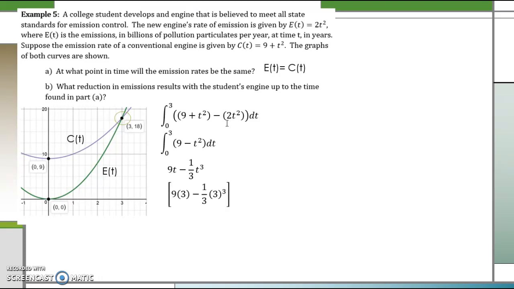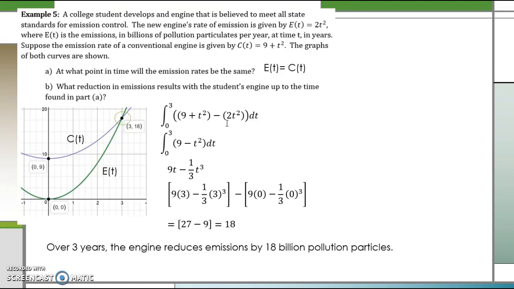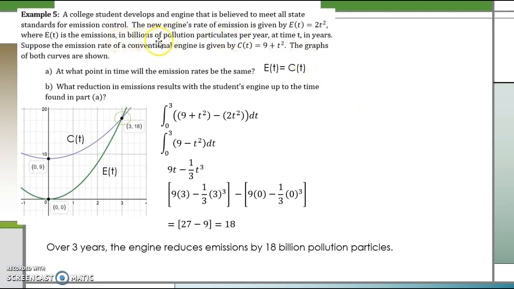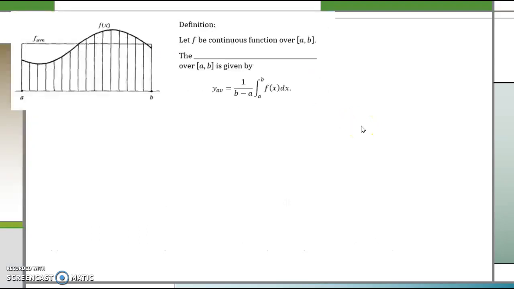Now let's evaluate. We'll start with the left side, evaluating at 3. So 9 times 3 minus 1/3 times 3 cubed, minus, we'll evaluate at 0, 9 times 0 minus 1/3 times 0 cubed. Essentially everything on the right-hand side is just going to turn to 0, so it's a moot point, giving us 27 minus 9, or 18. This tells us that over 3 years, the engine reduces emissions by 18 billion, because remember we talked about billion pollution particles up here.